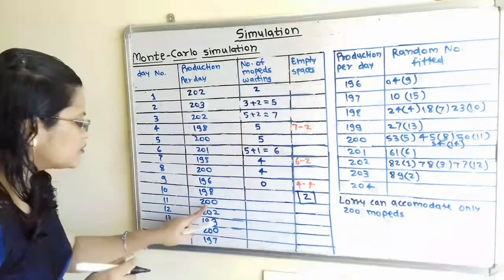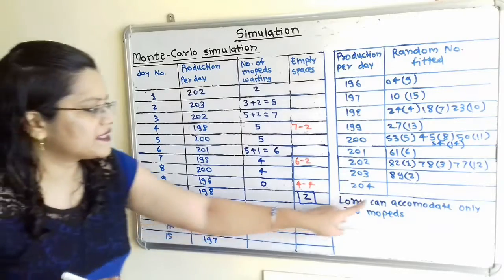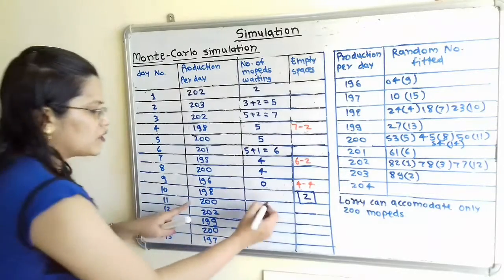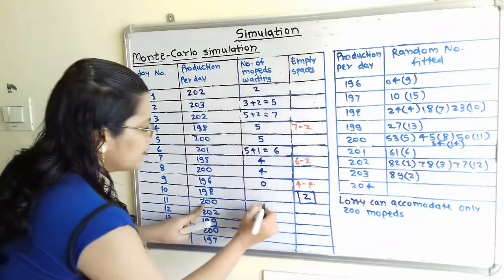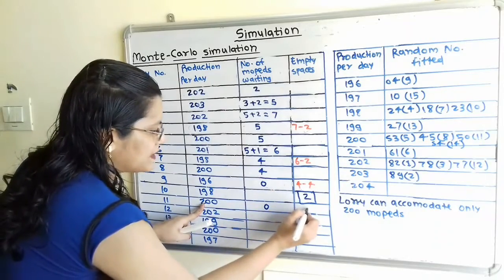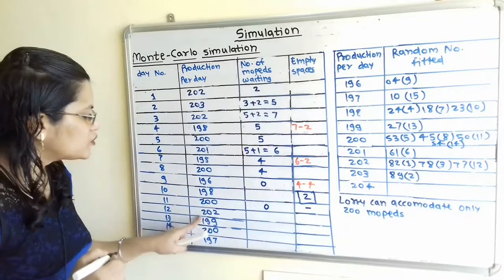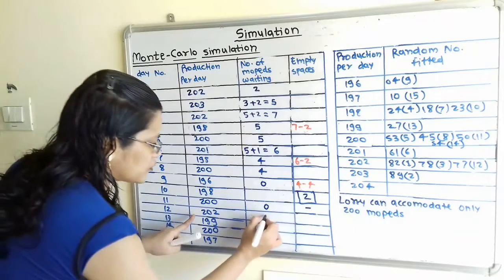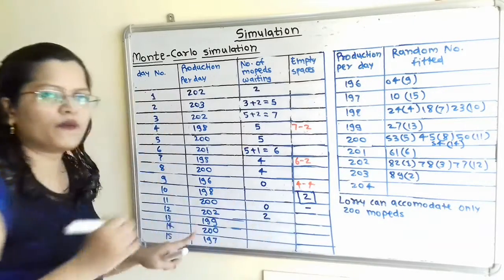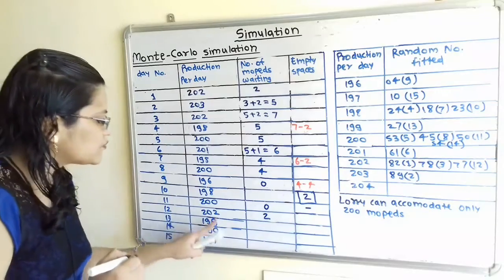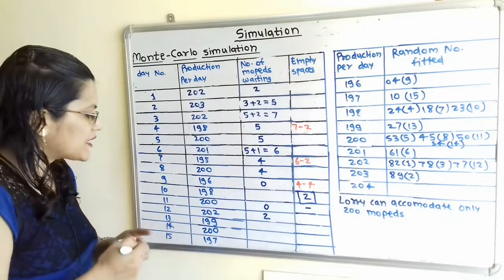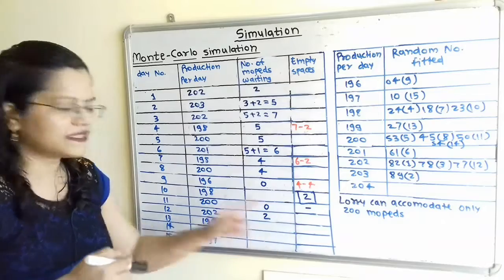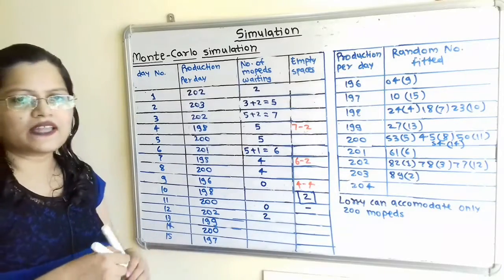Then here is 200. Capacity is 200 and production is 200, so there are no mopeds waiting and no empty spaces. Then here is 202. Capacity is 200 and production is 202, which means 2 mopeds are waiting. Then here is 199. That means 1 empty space is there and 2 mopeds are waiting.